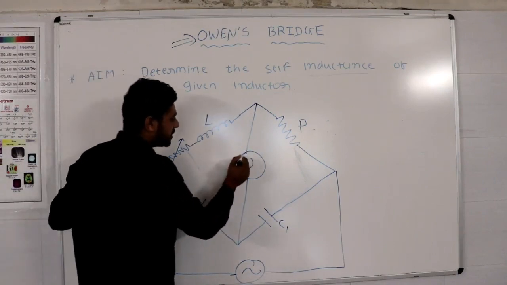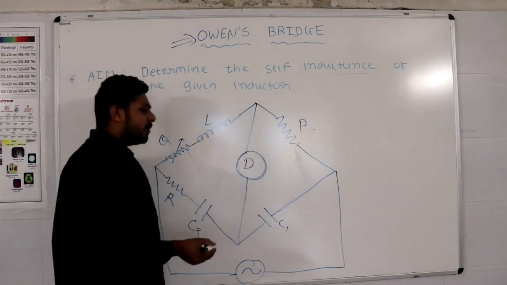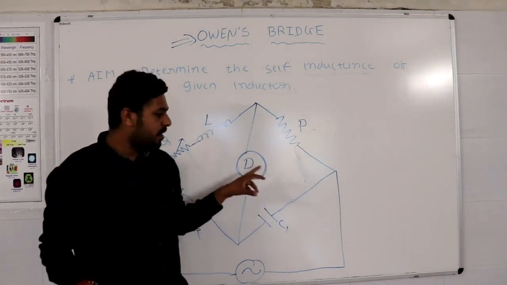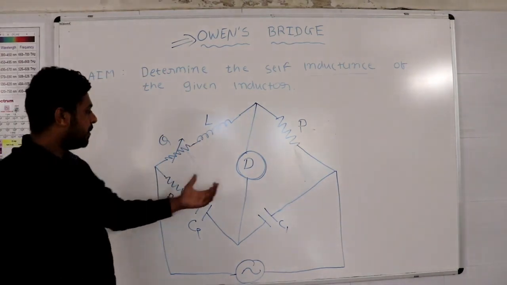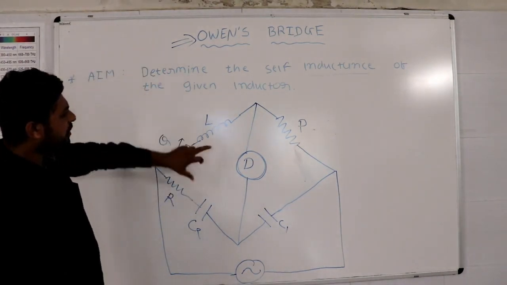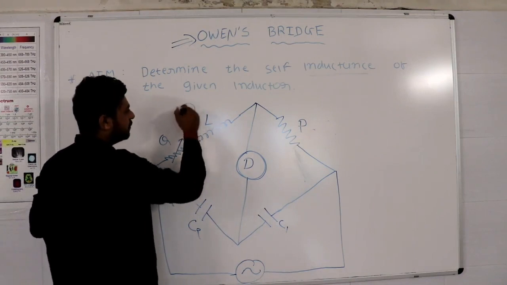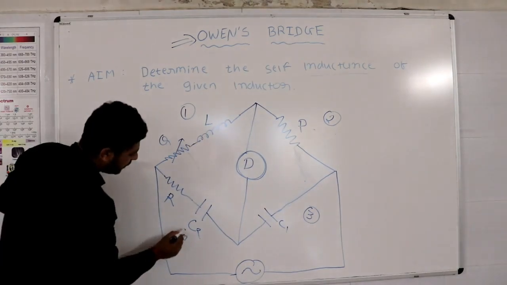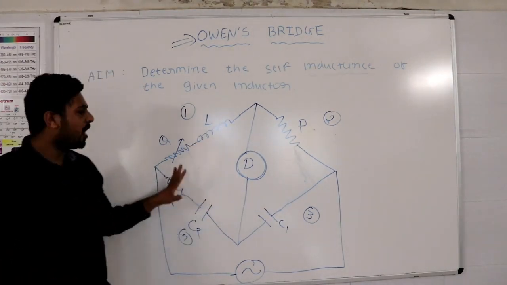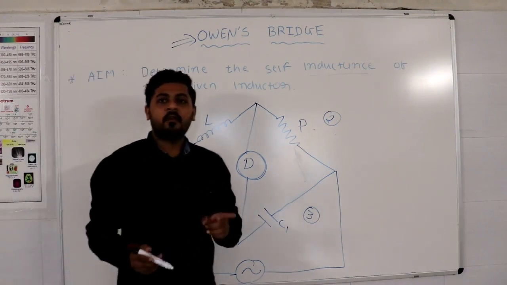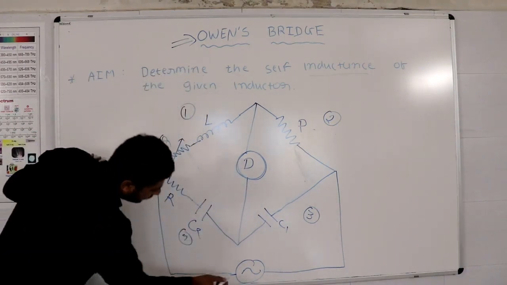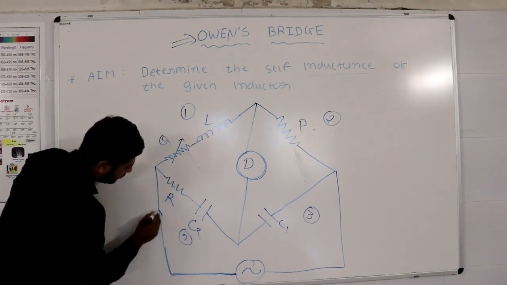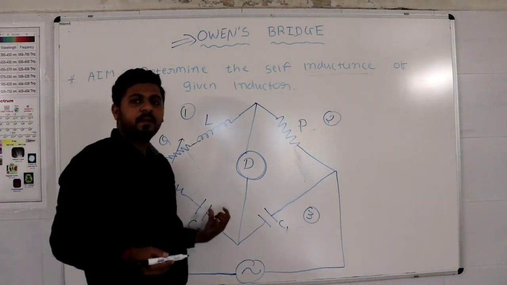Here we are using a detector. So I have a null detector. Instead of a digital null detector, you may use headphones also. Okay, good. So there are 4 arms. This is 1, 2, 3, and it's 4. There are 4 arms here. For the balance condition, you can check. Suppose the direction of current flowing is this.